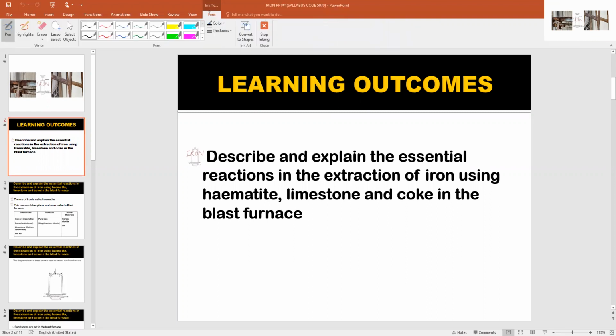This is Sir Ayaz. In this lesson, I will talk about extraction of iron in blast furnace. Here are the learning outcomes of this lesson. Describe and explain the essential reactions in the extraction of iron using hematite, limestone, and coke in the blast furnace.